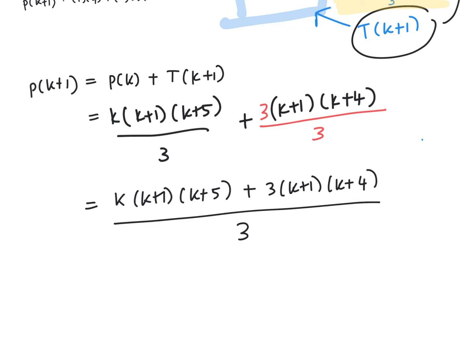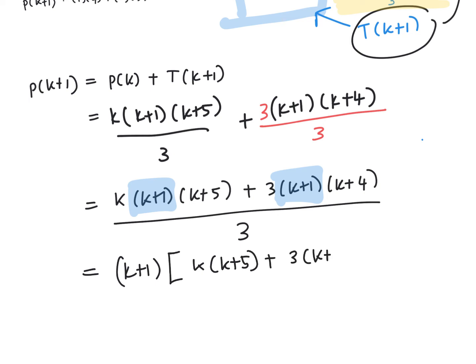So let's check what is the common term. Okay, so we have k plus 1 here and also k plus 1 here. Right, okay. So now we can bring this k plus 1 in front of the term. So what's left? It should be k and k plus 5 with 3 and k plus 4. Okay, so this one over 3.